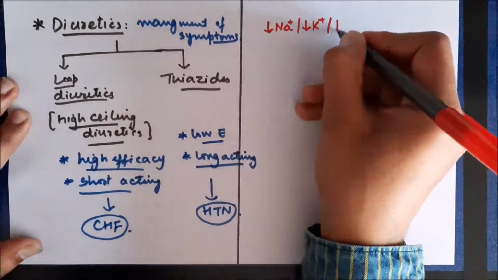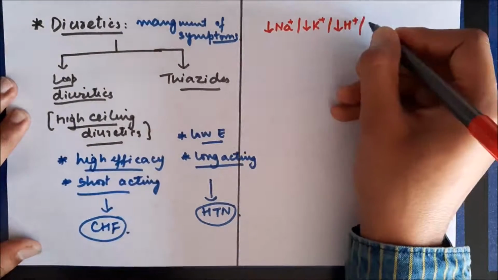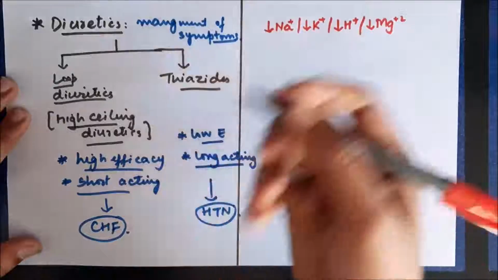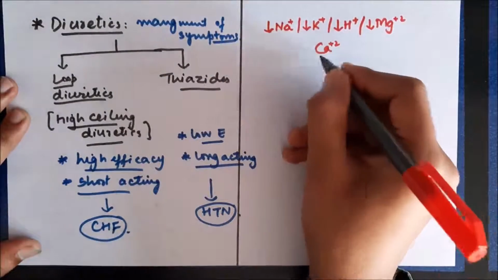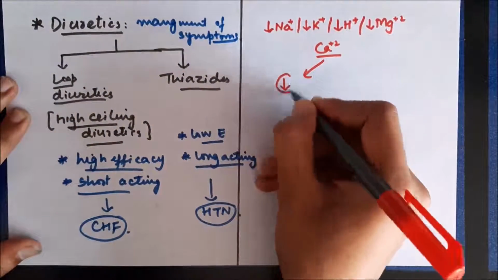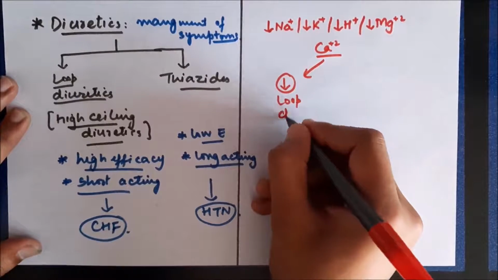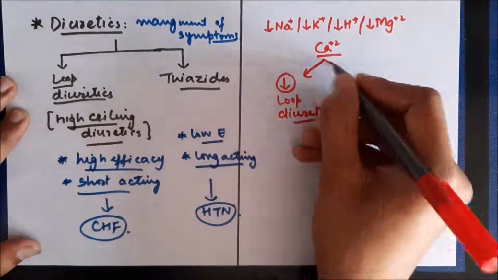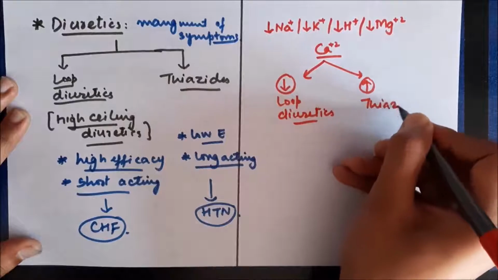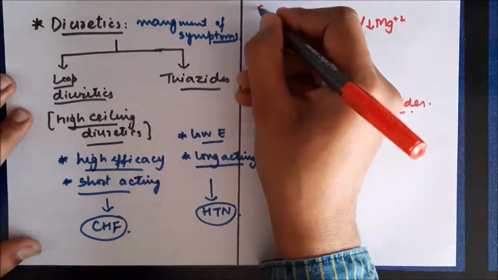The side effects of using these diuretics are that they cause a decrease in sodium levels, that's hyponatremia, hypokalemia, and they can cause metabolic alkalosis and hypomagnesemia. Their effects on calcium levels are different. Loop diuretics decrease calcium levels, that's they cause hypocalcemia, whereas thiazides increase calcium levels and cause hypercalcemia.